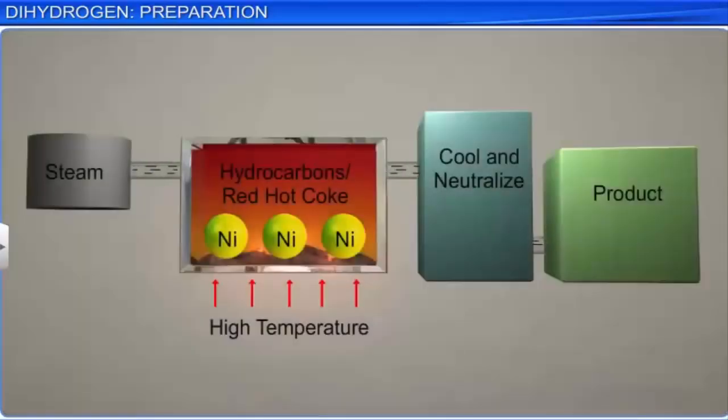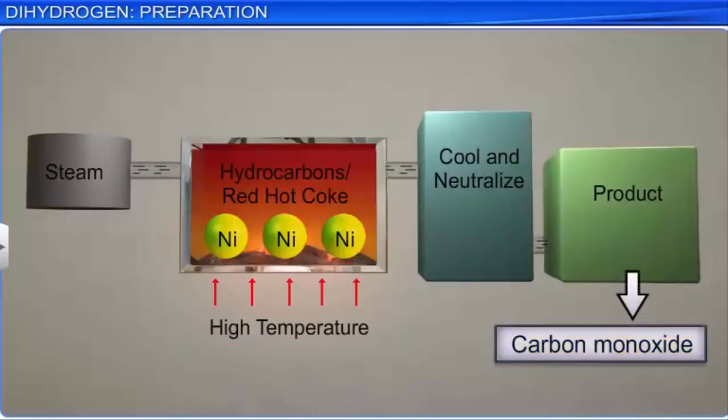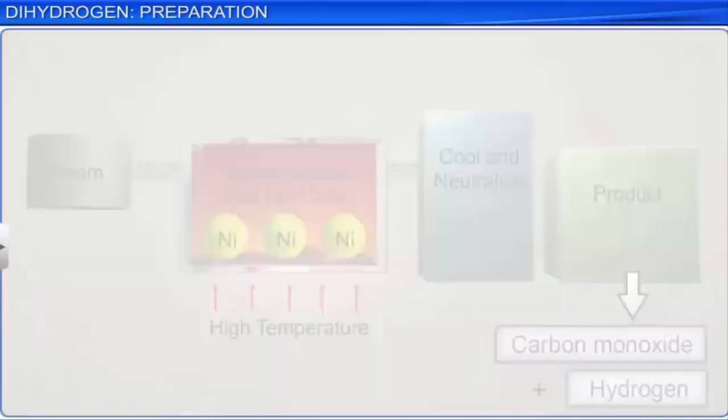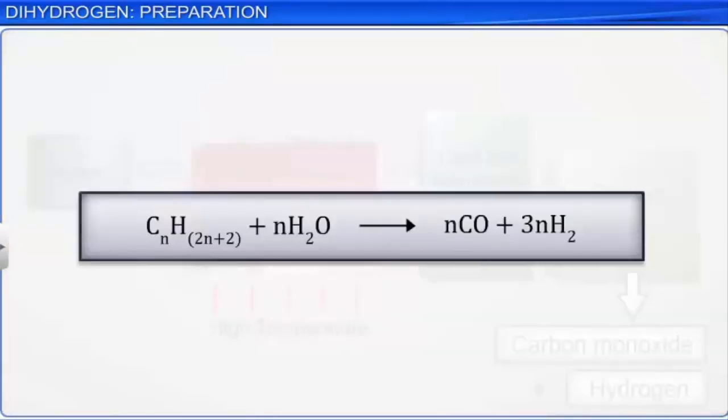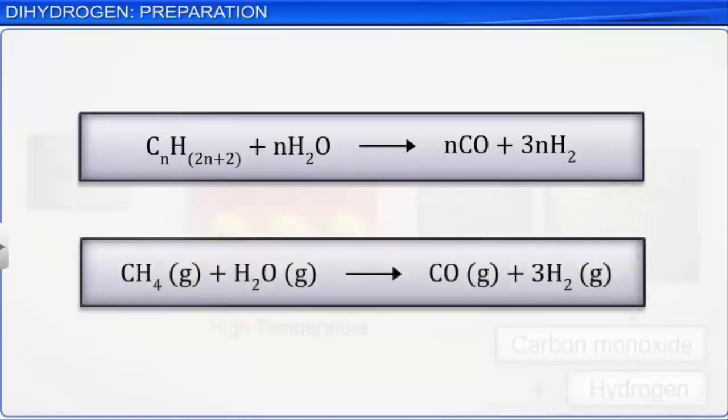Another industrial method of dihydrogen preparation is by passing steam over hydrocarbons or red-hot coke at high temperature in the presence of a catalyst, like nickel. The product contains carbon monoxide along with hydrogen. The number of moles of hydrogen and carbon monoxide produced depends on the hydrocarbon. For example, 1 mole of methane produces 1 mole of carbon monoxide and 3 moles of hydrogen.